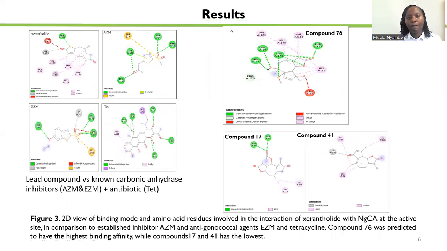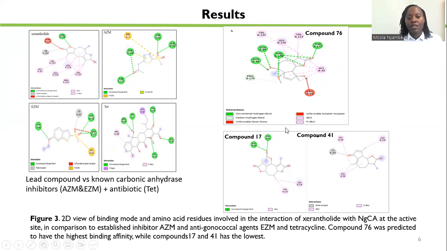So here, compound 76 is shown to have 4 hydrogen bonds and many other non-polar interactions with NGCA. These types of bonds make the complex strong. And another important factor is that the lactone ring, which is this group here, is involved in the interaction, which is the same with xerantholide.